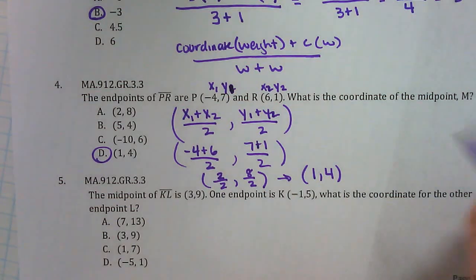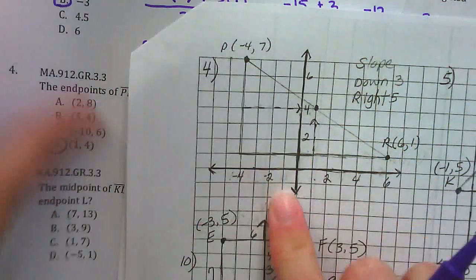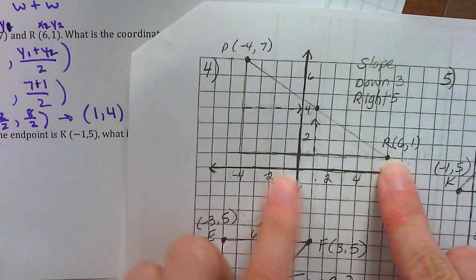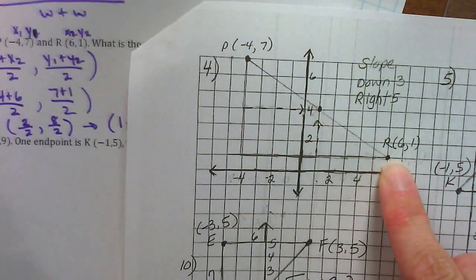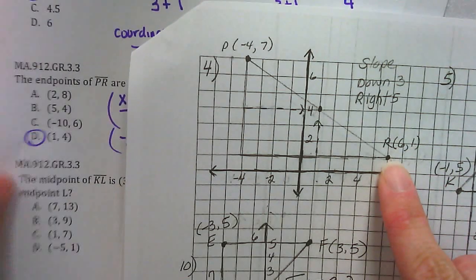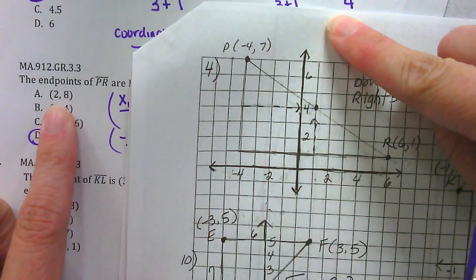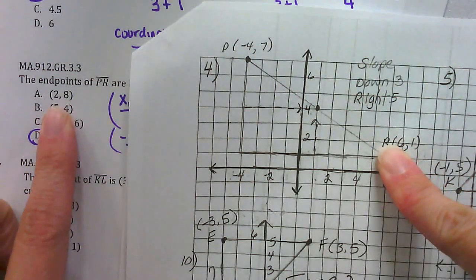Okay. If we think about what this means on our graph, we could graph these points. So when we graph these points, we can see we put -4, 7 on our graph, and we put +6, 1 on our graph. If we go through our answer choices, we have 2, 8. 2, 8 would be way up here. That doesn't make any sense. It's not even close to touching this segment.